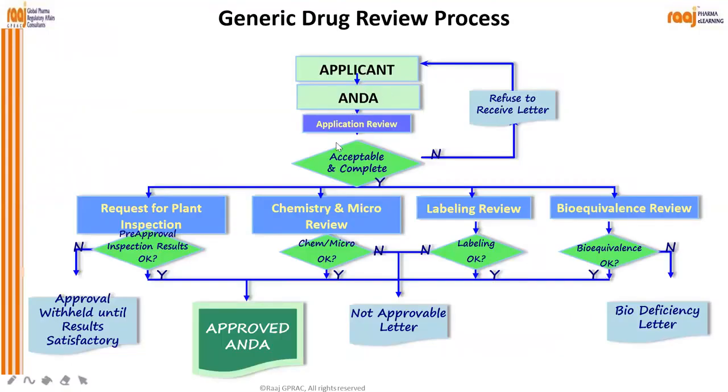And once this ANDA is submitted, it is reviewed. And if it is not acceptable, you get the RTR, that is refused to receive letter. And once it is submitted to the health authority, the sections are divided into CMC, labeling, and the bioequivalence. And these will be reviewed by different subject matter experts sitting at USFDA. And if everything is okay, then only your inspection will be called. So you have to go for this request for plant inspection. It will be coming from USFDA, and you have to prepare yourself for the inspection.